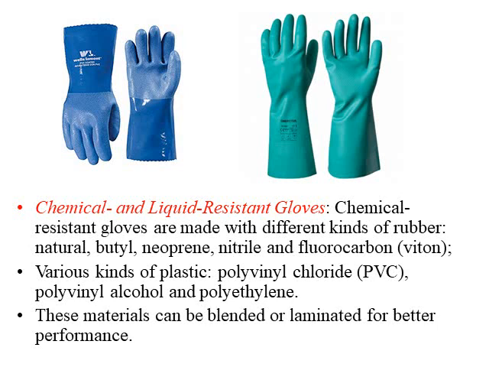Next, we have the chemical and liquid resistant gloves. As the name itself says, this type of gloves are made from different kinds of rubber, either natural, butyl, neoprene, nitrile, or fluorocarbon, and various kinds of plastics, polyvinyl chloride, or what we call PVC, polyvinyl alcohol, or polythene. They are usually used when employees are exposed to an environment where they handle chemicals, or where there are chances that these chemicals, if exposed to our body, will cause harm. In such cases, these chemical and liquid resistant gloves are used.